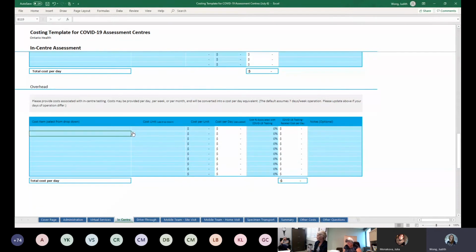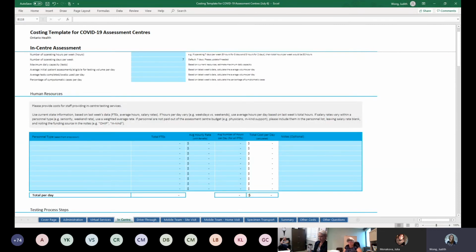Similarly for overhead, we have general categories suggested here based on our interviews for what you may have in your overhead costs. Fill in your cost units, which in this case is per day, per week, or per month, the cost per unit, and the percent associated with COVID testing. That may be 100%, that may be 20%, whatever it is, and then it will calculate your cost per day for you.